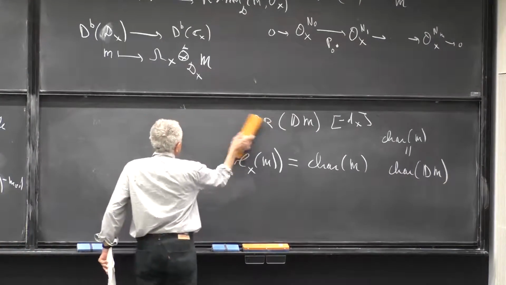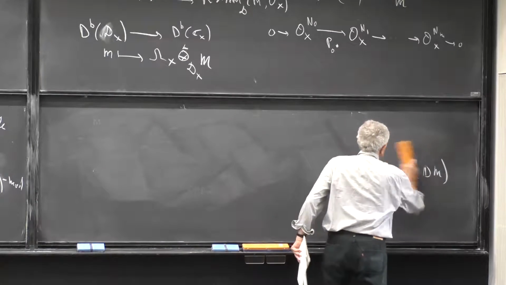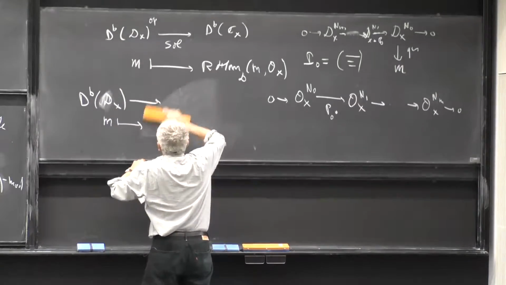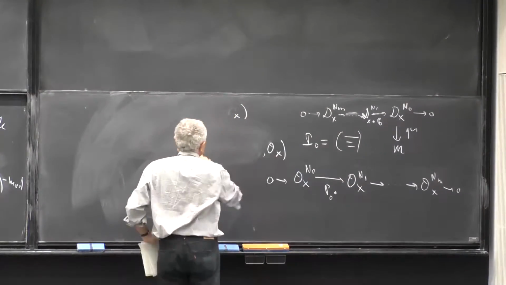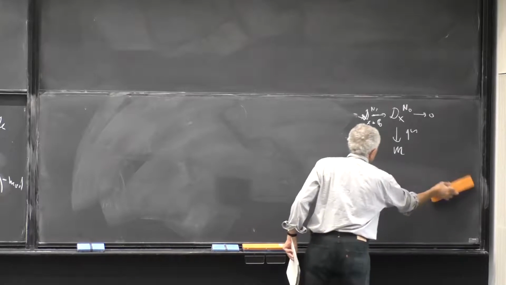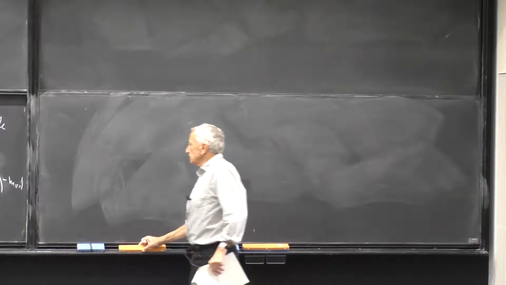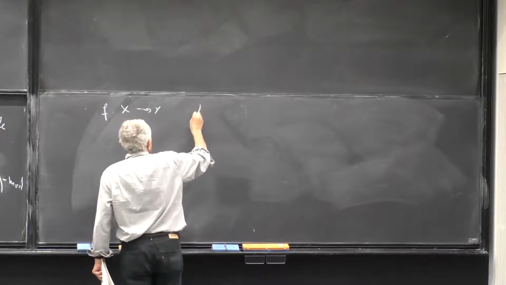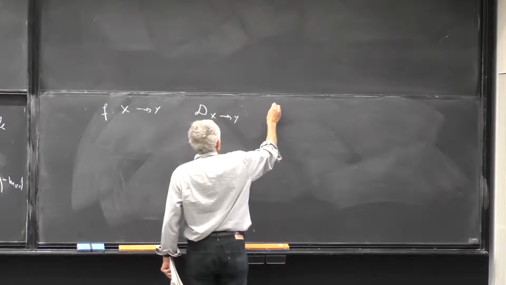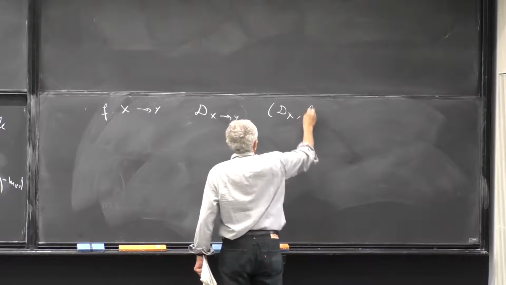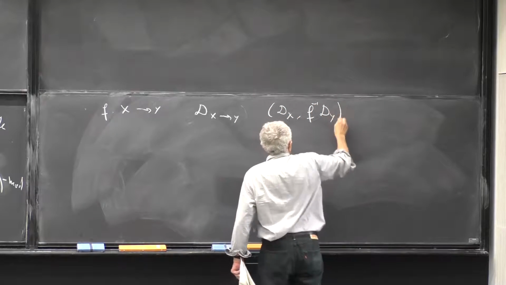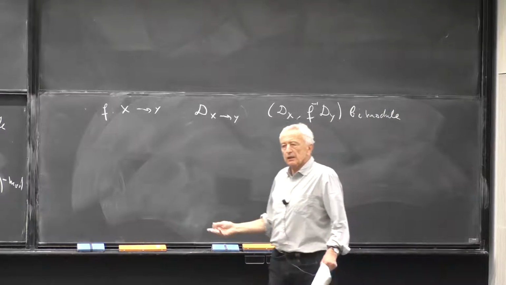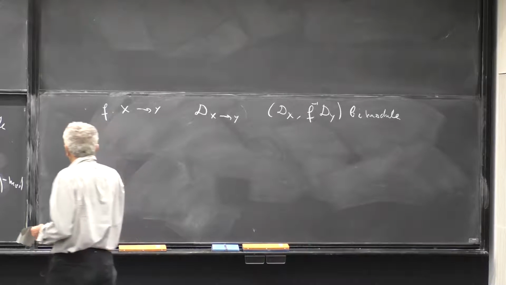The important thing is that you have this bimodule. So what is important is the following. You have f from X to Y. So you have D_{X→Y}, which is a D_X, f^{-1}D_Y bimodule. Okay, so with that, now we can make inverse image and direct image.